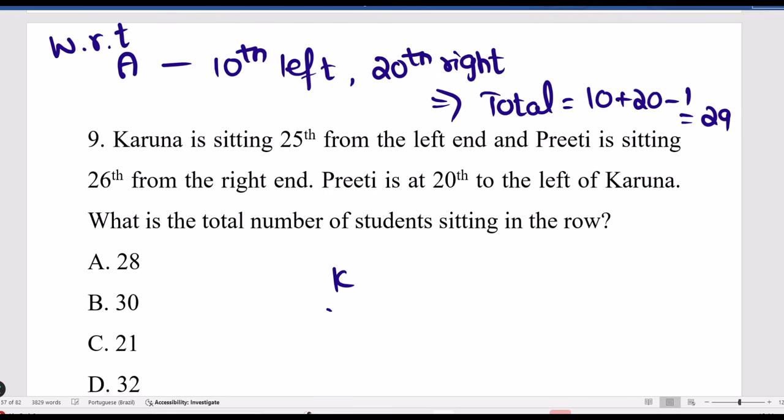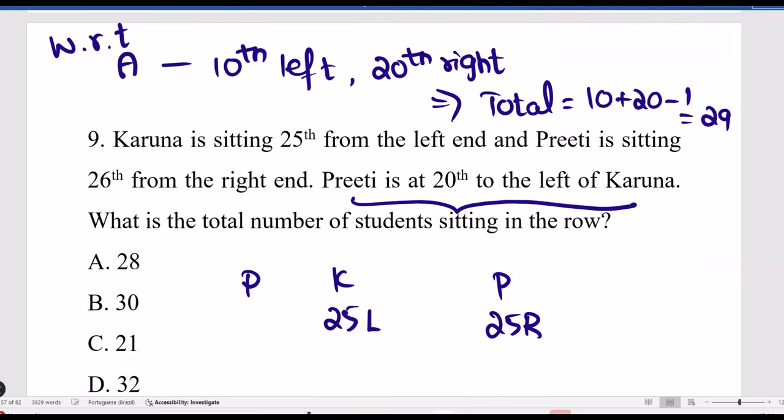Karuna is 25th from left side. Preeti is 25th from right side. Now one person left and right I want. For that they given a correction. Preeti is 20th to the left of Karuna. When you are going left to the Karuna, Preeti is 20. Yeah, Preeti is already 25th from right, but Preeti is left of Karuna.